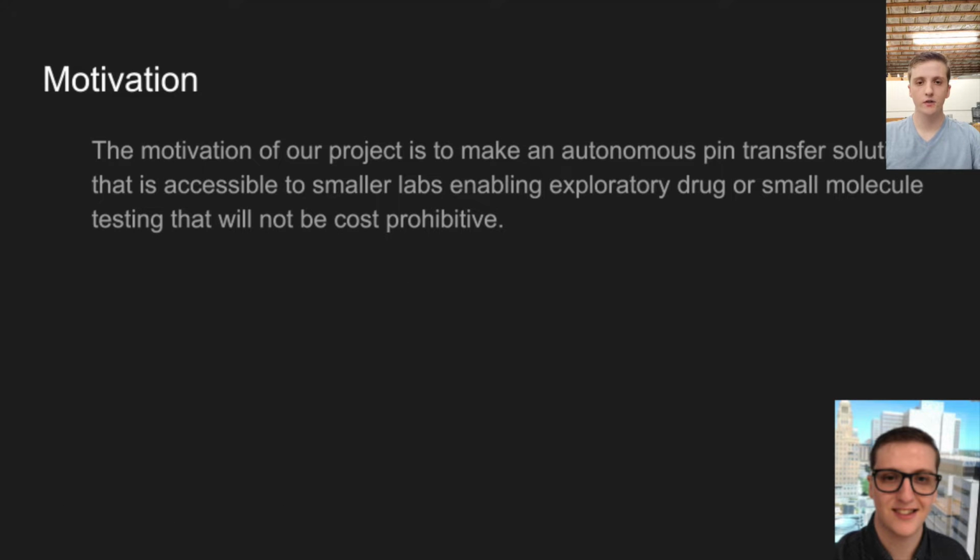Hi, my name is Chris Clifford. I'm the project lead for Group H. We're designing the pin transfer chemical screening robot. I'm going to talk a bit about what inspired this project, how we went about doing this project, and the results of our project, how we met our technical specifications that we sought out to meet.